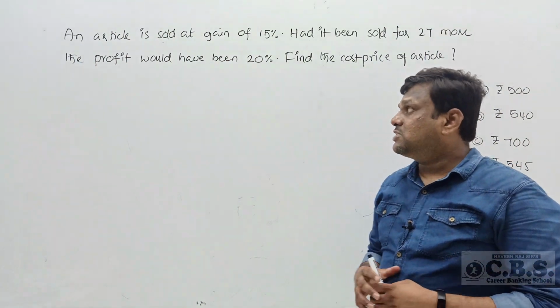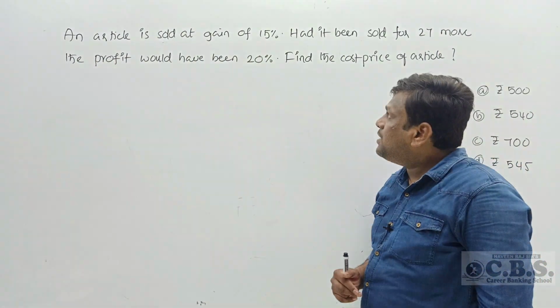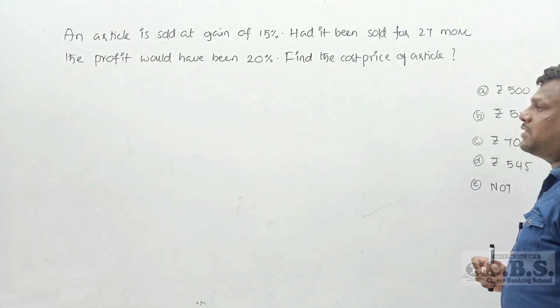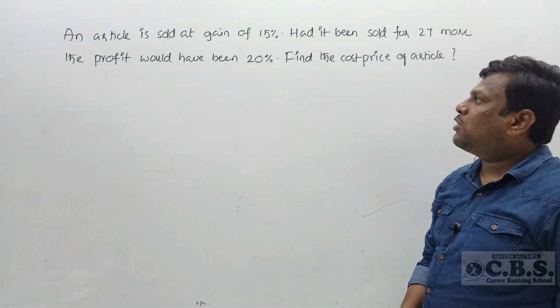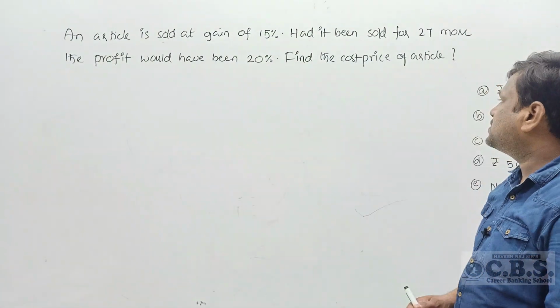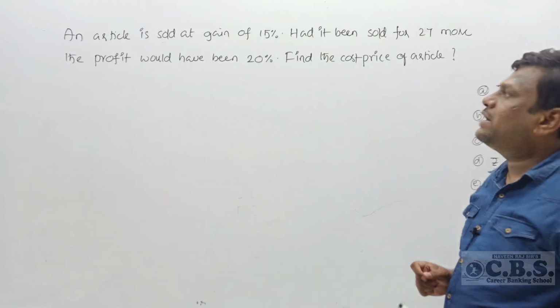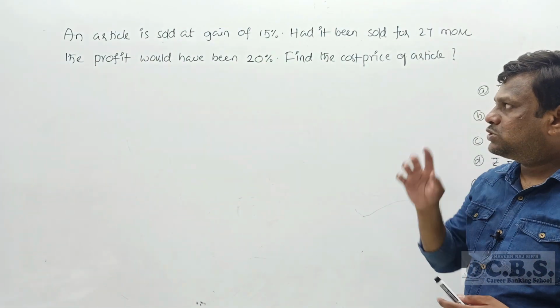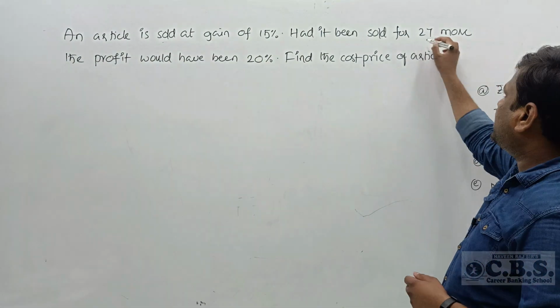So next model of the question: an article is sold at a gain of 15%. Had it been sold for 27 rupees more, the profit would have been 20%. Find the cost price of the article. An article is sold at a gain of 15%. So had it been sold for 27 rupees more.